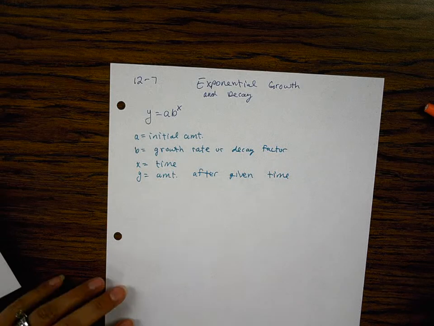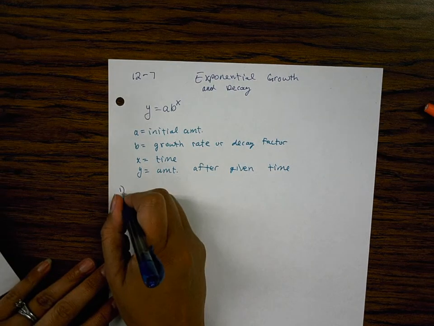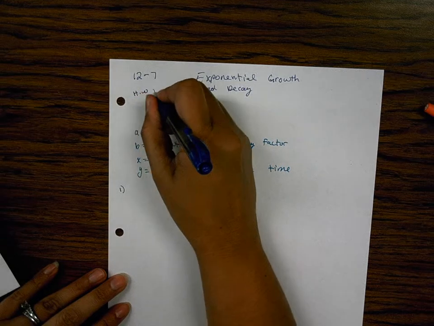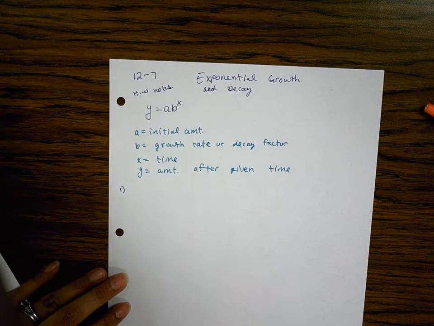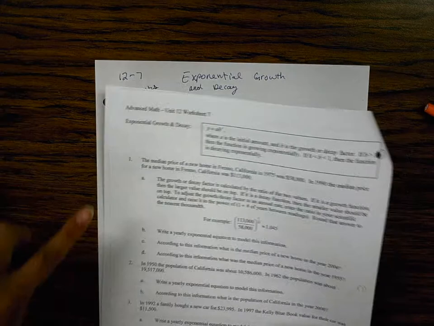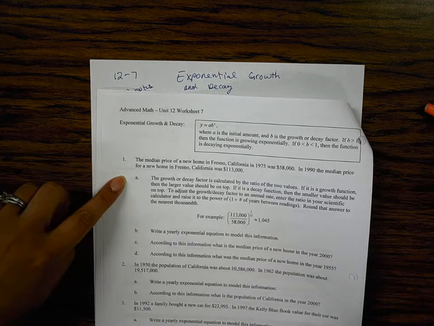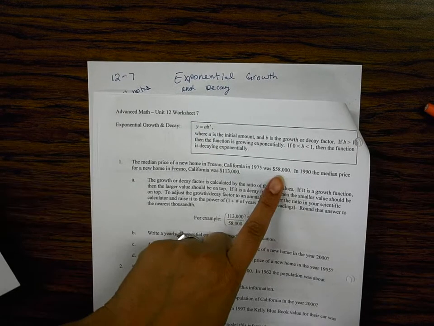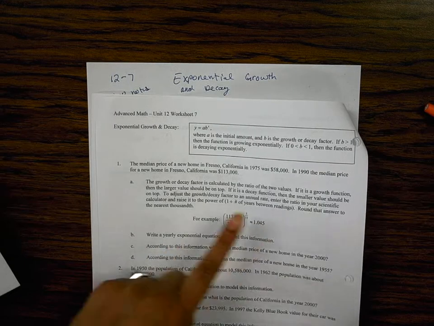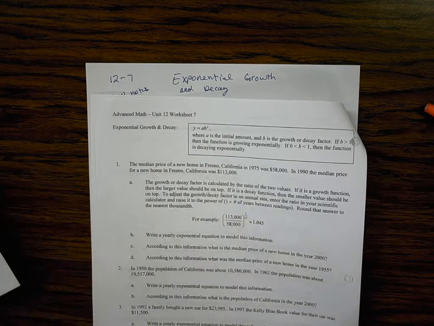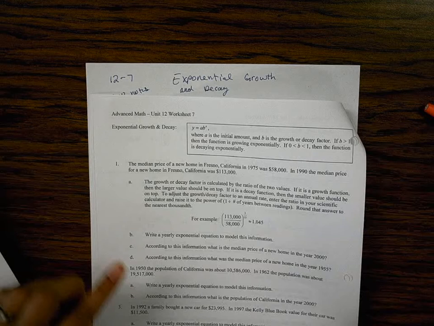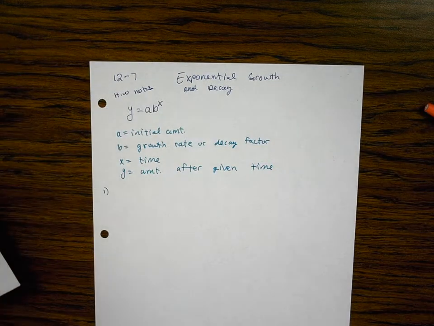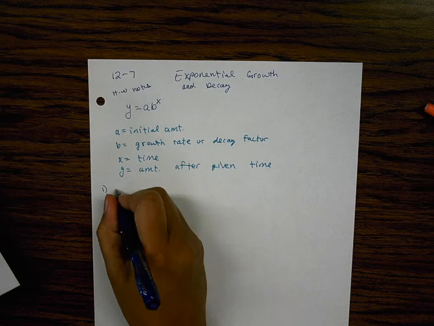All right, number 1. I am going to do homework notes, so I'm just picking these problems right off of your worksheet 7. Number 1. The median price of a new home in Fresno, California in 1975 was $58,000. In 1990, the price was $113,000. It has a bunch of information here. A is just asking us to find the growth rate. Find b.